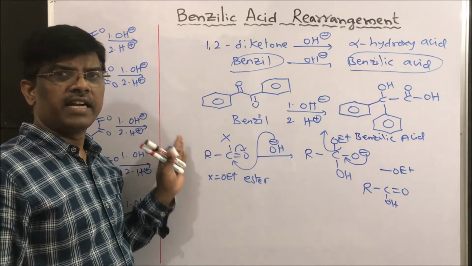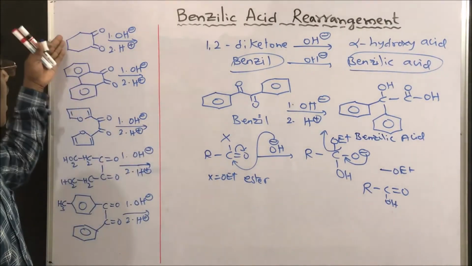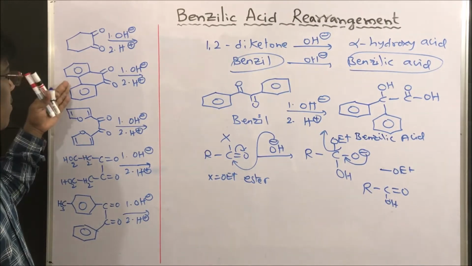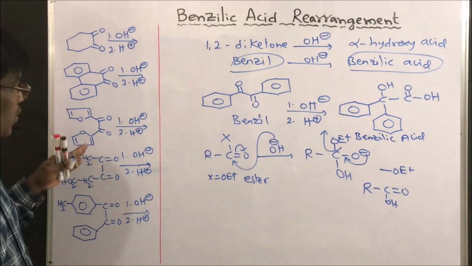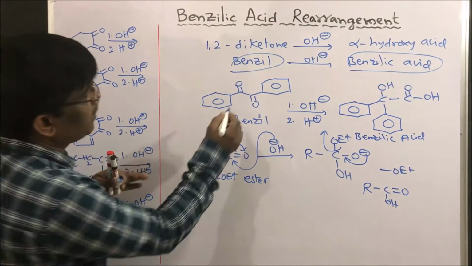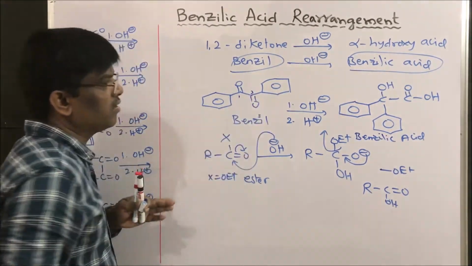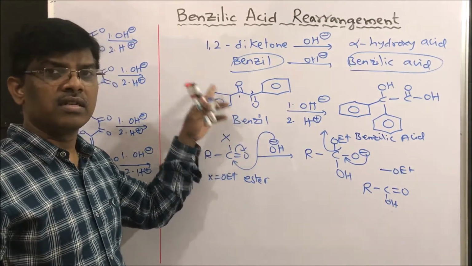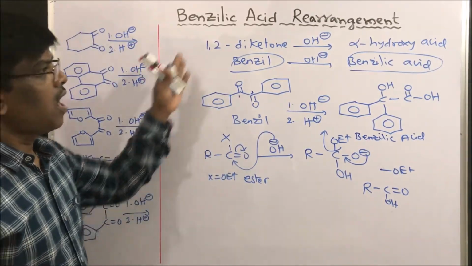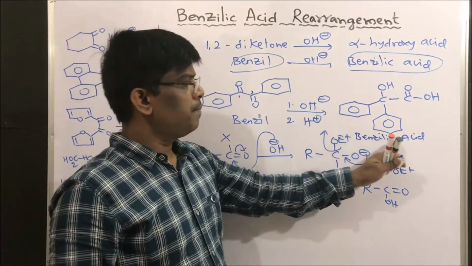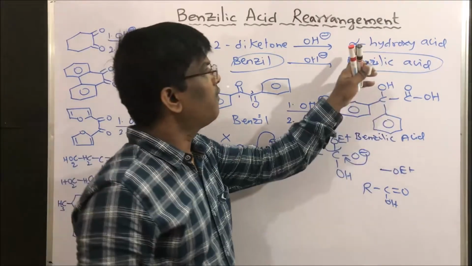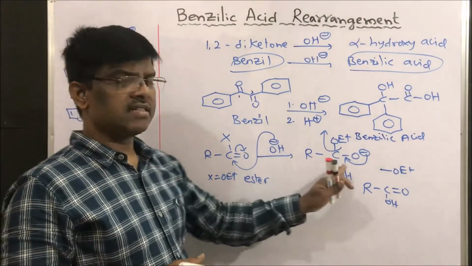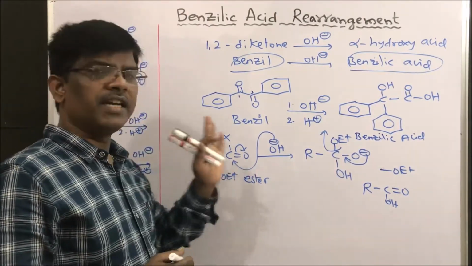This rearrangement takes place in aliphatic, aromatic and heterocyclic 1,2-diketones. This is a 1,2-diketone, so both the carbons are ketones. So 1,2-diketones upon base treatment give benzilic acid or alpha hydroxy acids. The mechanism is similar to ester hydrolysis. Let us see the mechanism in detail.